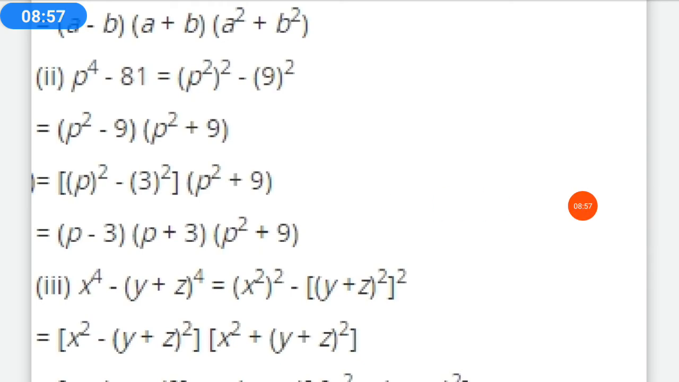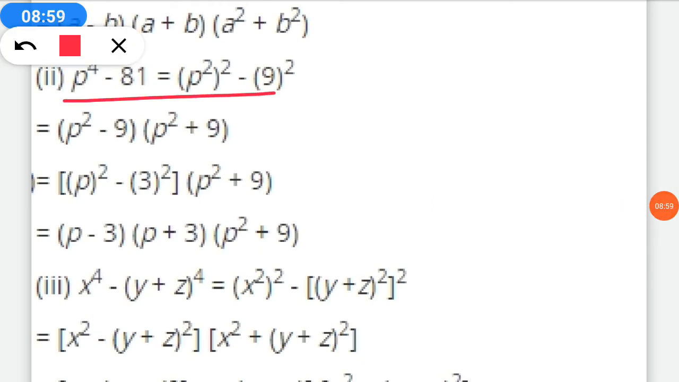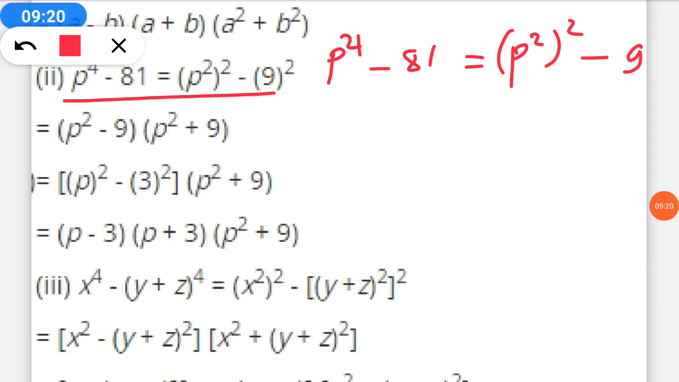Now moving toward the next question, the second one, p⁴ − 81. What is the question we are having? p⁴ − 81. So finding the factors of 81, what is that? p⁴ we can write as (p²)² and 81 can be written as 9 into 9, so it will be 9².